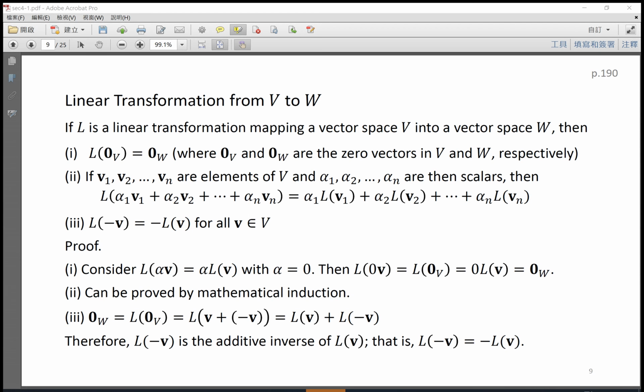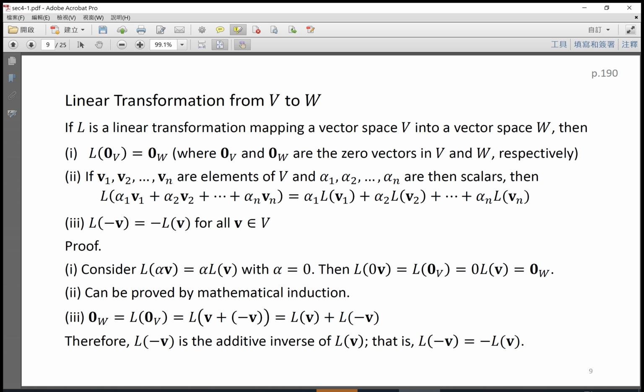In this slide, I will present some important consequences for linear transformations. Let L be a linear transformation from a vector space V into a vector space W. Then the following three statements hold. The first statement states that L maps the zero vector in V to the zero vector in W. Here, 0v and 0w are the zero vectors in V and W respectively.